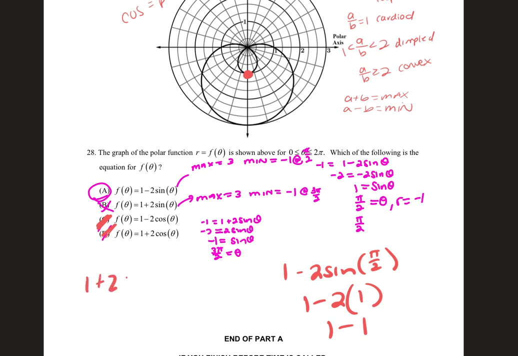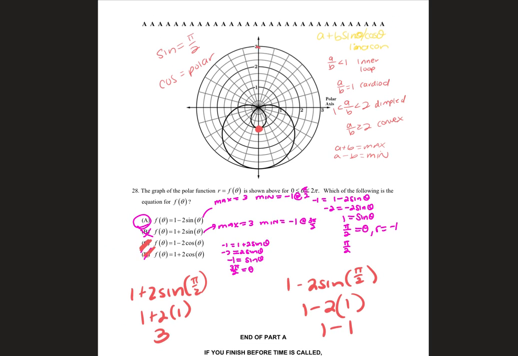If I did 1 plus 2 sine pi over 2, I get 1 plus 2 times 1, which is 3. And at pi over 2, it is not at 3. So you could have done that. I found the max and min, set it equal, and saw what happened, but you could have also plugged in a point. Couldn't you just look at the reflection?